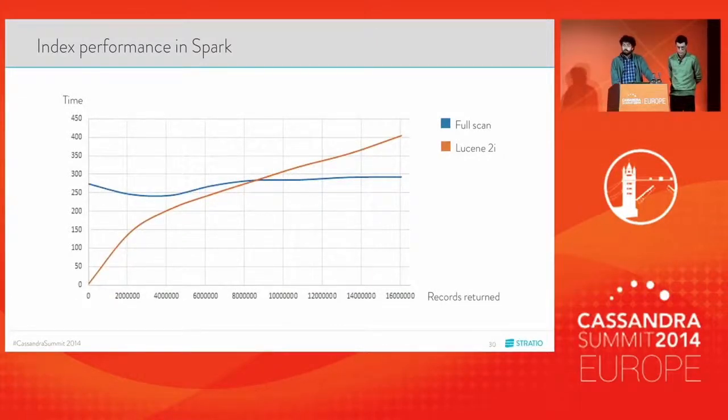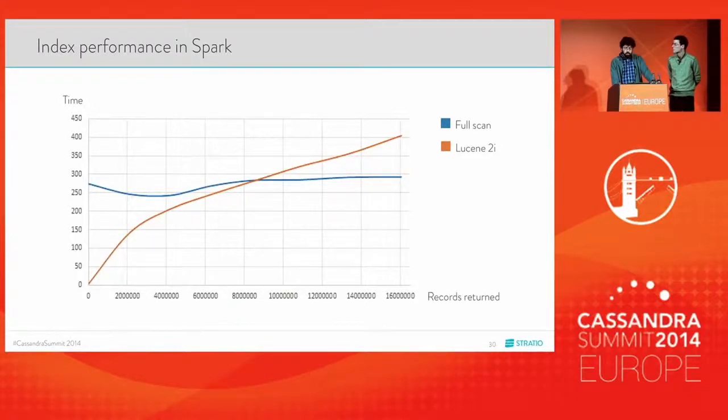Here we have a graph taken from a small benchmark, and it compares the performance of Spark using a Lucene index or using full scan. We do successive queries requesting from 1% to 100% of the stored data. On the x-axis, we show the number of returned rows. On the y-axis, we show the query response time in seconds. We can see that the full scan time, in blue, is constant and independent of the amount of filtered data.